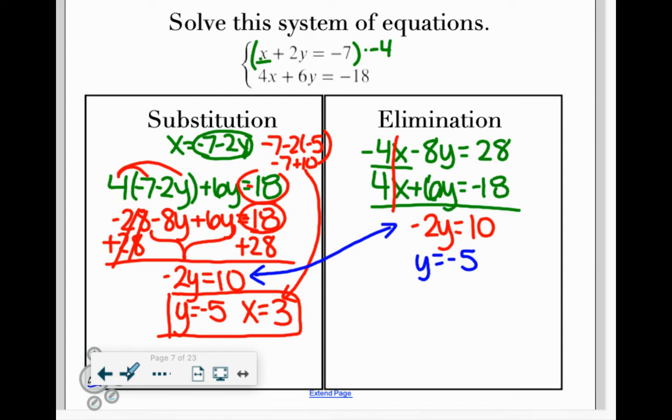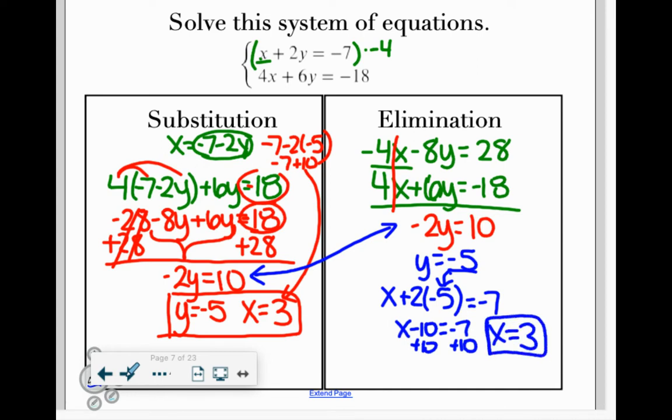You now need to take that negative 5 and plug it into either of the original equations. I am picking the top one. Notice how I've changed the y value to negative 5. That really is x minus 10 equals negative 7. So you add that 10 to the other side, and we'll get that x equals 3. So for both ways, I got x equals 3 and y equals negative 5. And that, my friends, is unit 1.